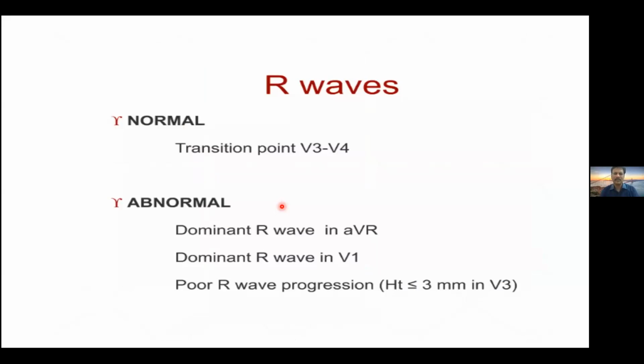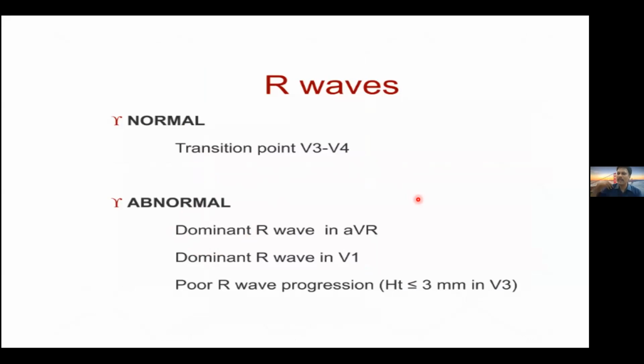R wave. Now this is the most important and you have to understand it completely. Normal transition occurs. Transition means from the QRS complex, it rises and from there you have a starting of an S wave. So the transition point is V3 to V4. I'll tell you with a diagram. Abnormal R wave. There should not be an R wave in aVR.